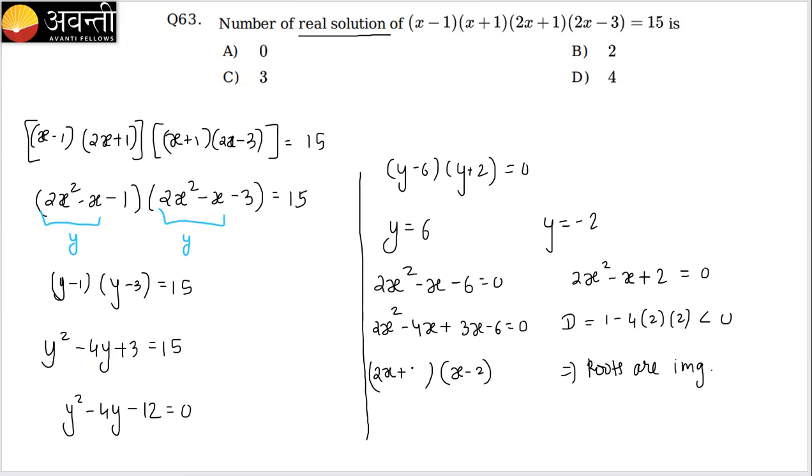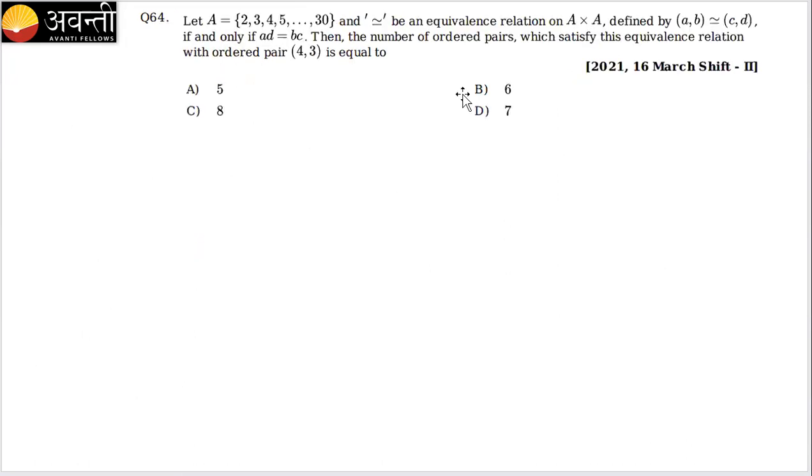So 2x plus 3 and x minus 2 equals 0. That means I got two values of x. x equals minus 3 by 2 and x equals 2. So how many real solutions did I get? Two real solutions. So the correct option is option B. Got it? Let's move on to the next question.